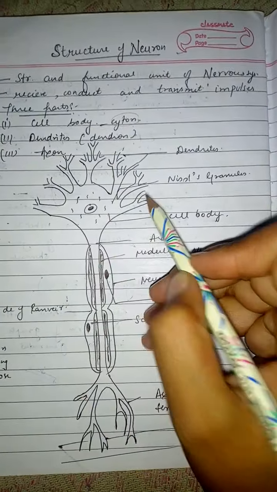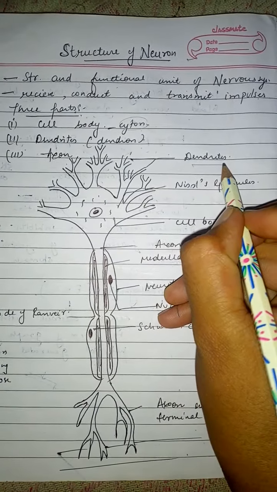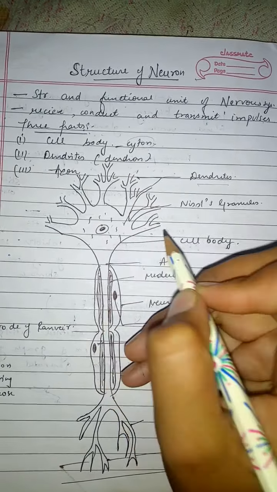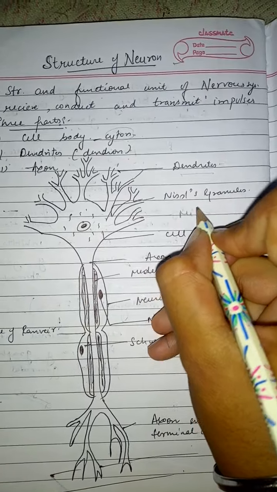This is the cell body, which gives off dendrites. In the cell body we have the nucleus, Nissl's granules, and cytoplasm. Cytoplasm has mainly mitochondria.